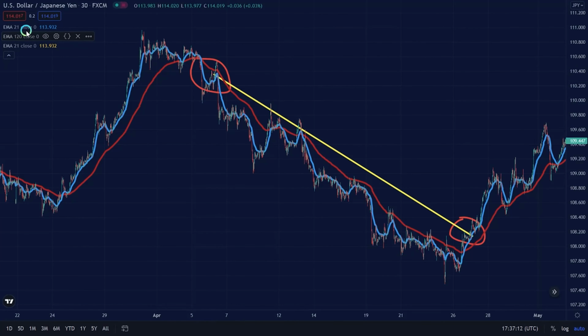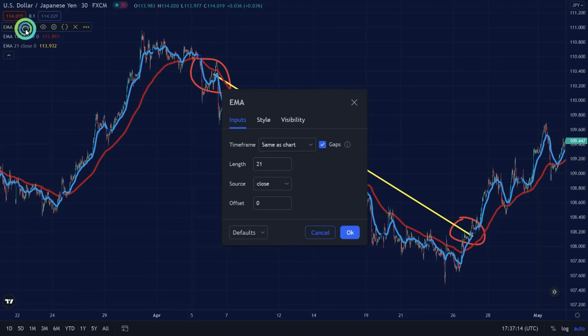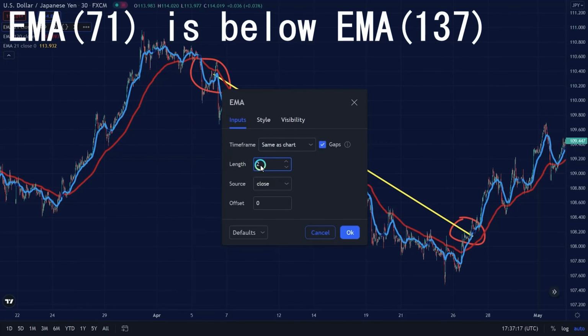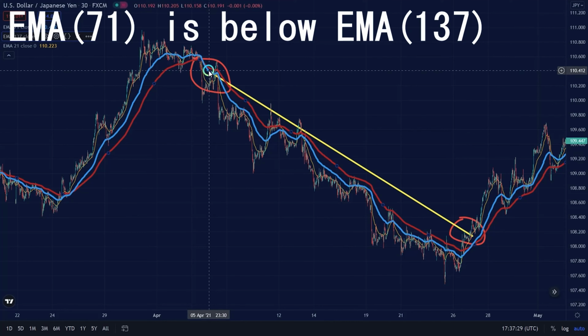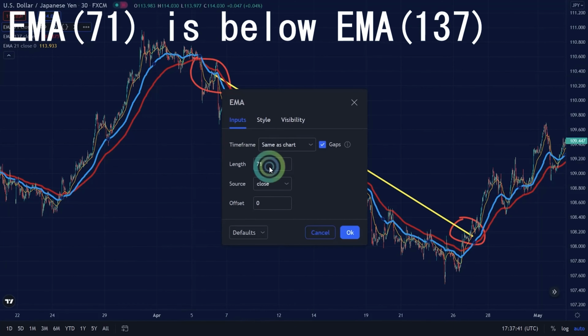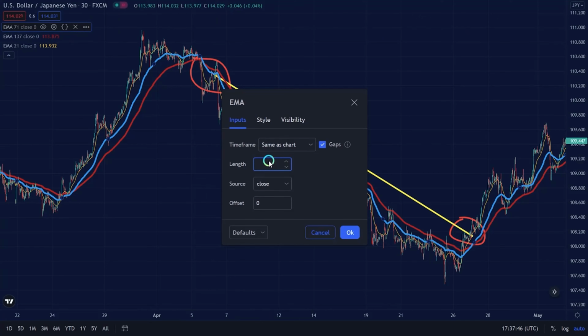Let's see the sell entry. For the sell entry we will need a 71 period EMA, and then we will need a 137 period EMA, and the smaller EMA, so here the blue line, has to be below the bigger, so the red line. It is really simple. So now I'm just showing you the crossover strategy.